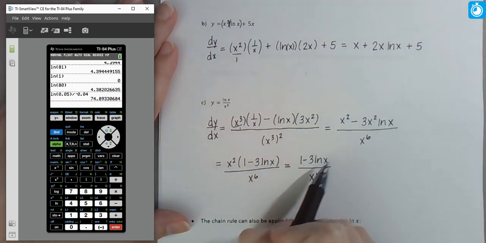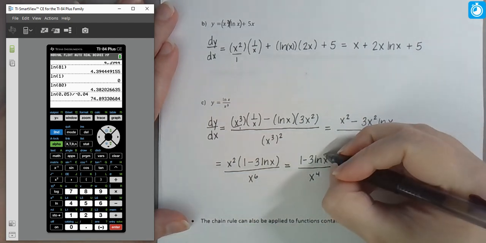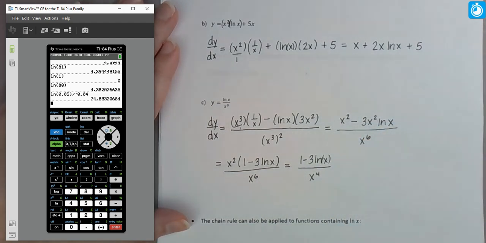Now remember, nothing cancels with this x. This x is inside of the logarithm function. ln of x is 1 unit. Nothing reduces with that except maybe another ln of x.